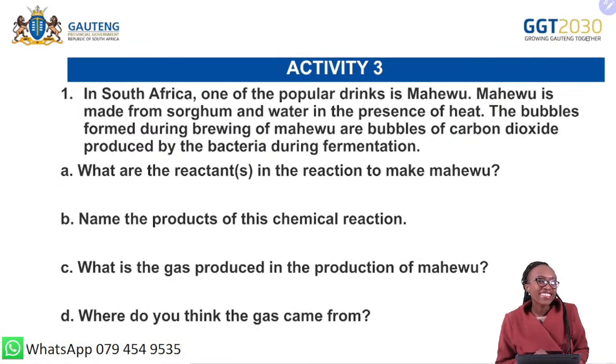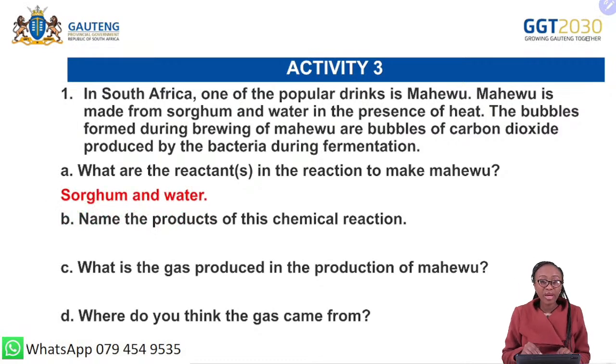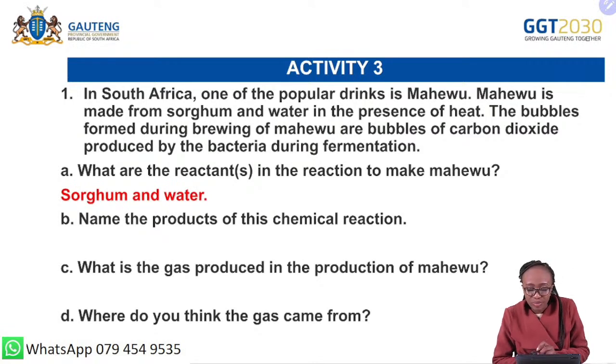Welcome back, grade 8 learners. Now let's go through the solutions. So A, the question reads, what are the reactants in the reaction to make maheu? It is sorghum and water. Why are we saying it's sorghum and water? Let's go back to the insert. It says maheu is made from sorghum and water. So that's where we got the answer from. So those are the reactants.